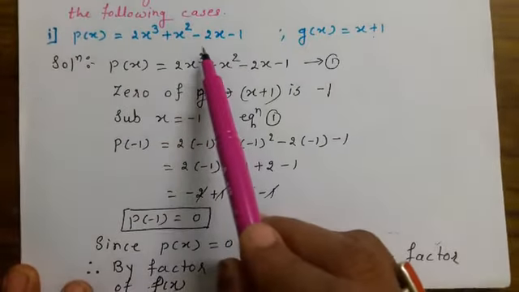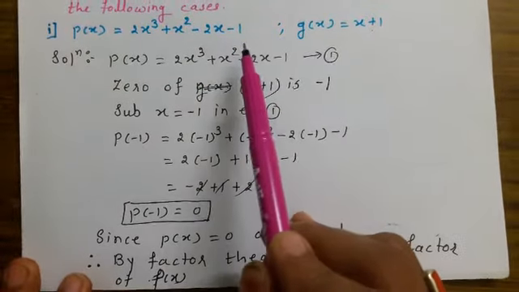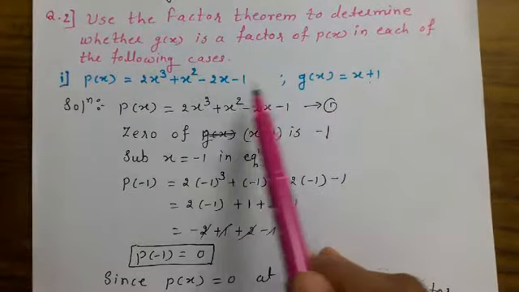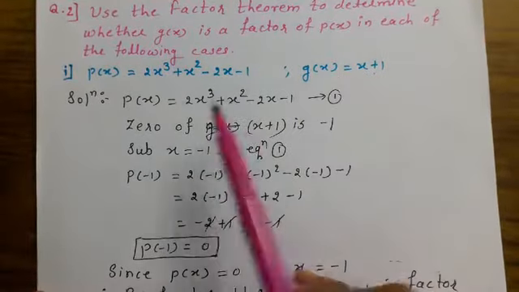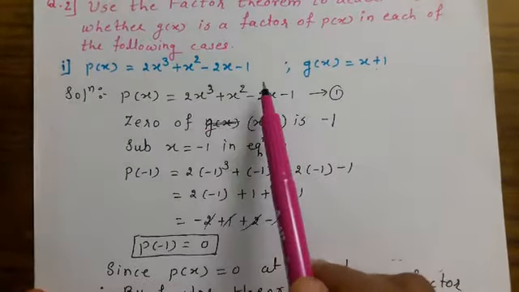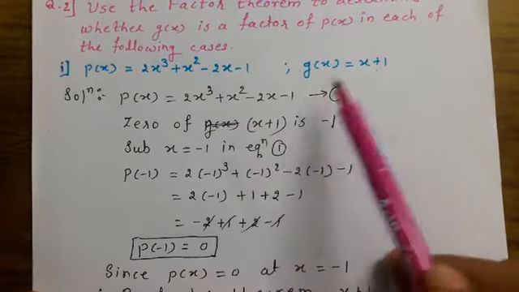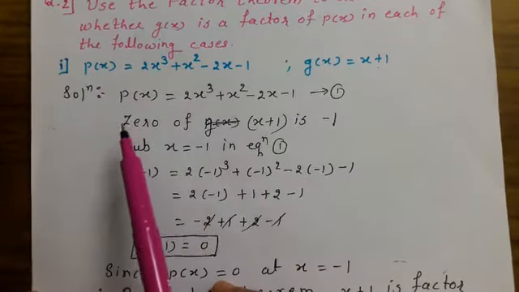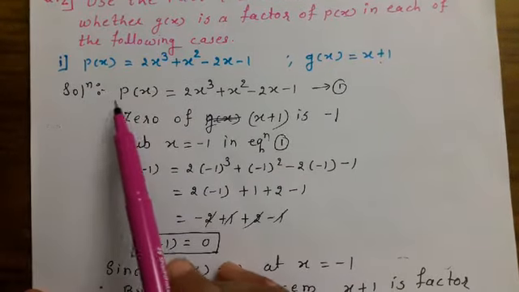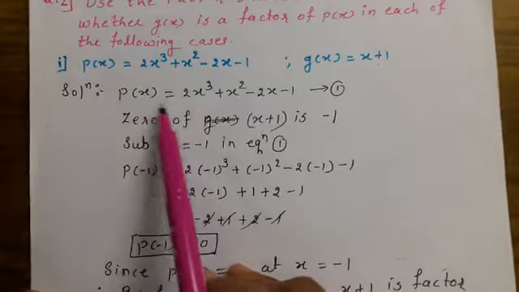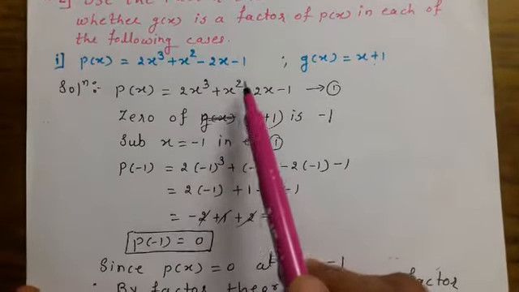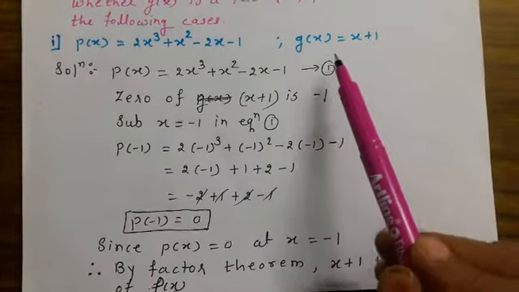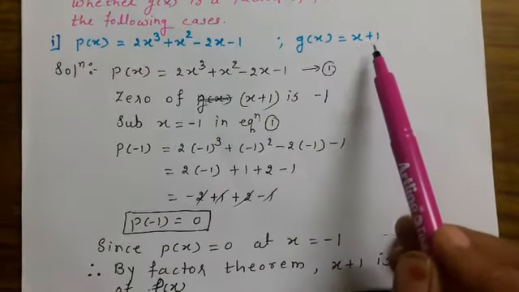Now how will we solve? Factor theorem says that if we divide any polynomial by a divisor and we get the remainder 0, then we will say the divisor is a factor of the given polynomial. So here we consider p of x is equal to 2x cube plus x square minus 2x minus 1. Now the divisor is g of x is equal to x plus 1.